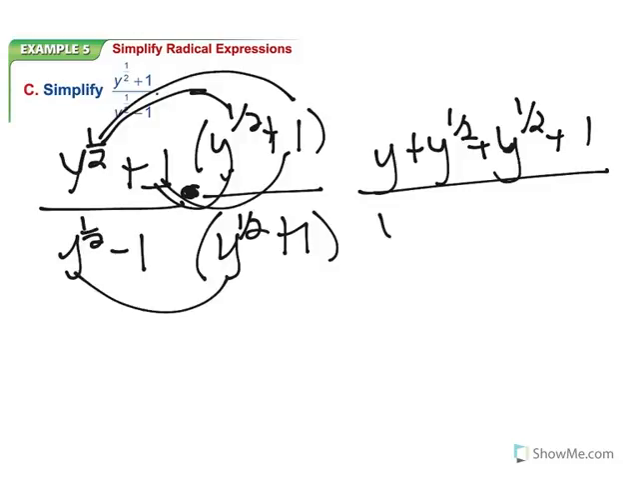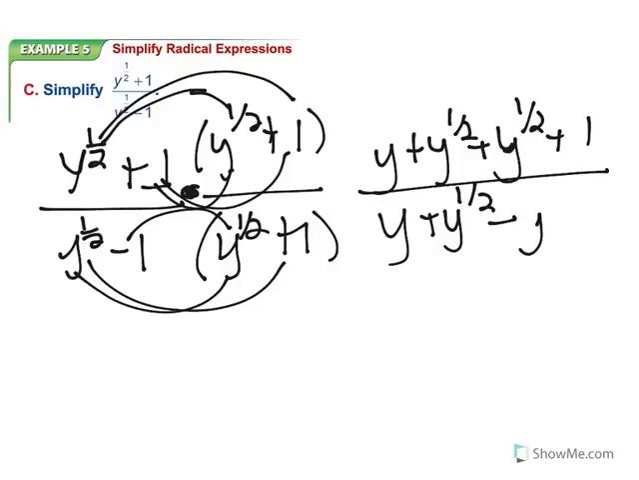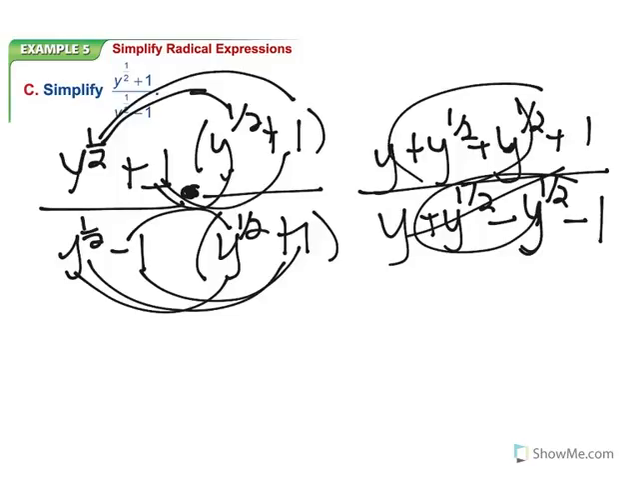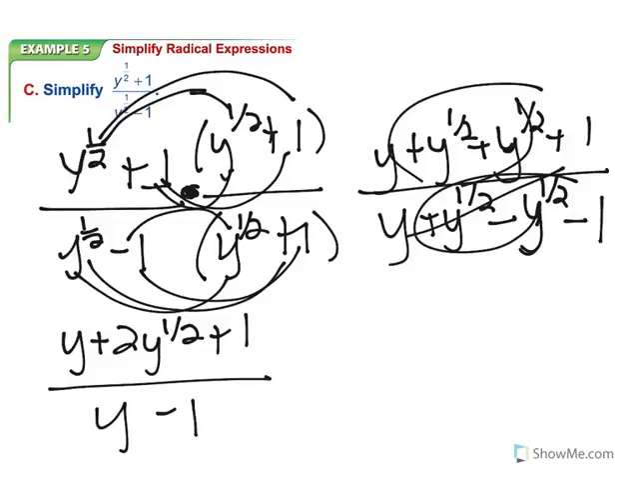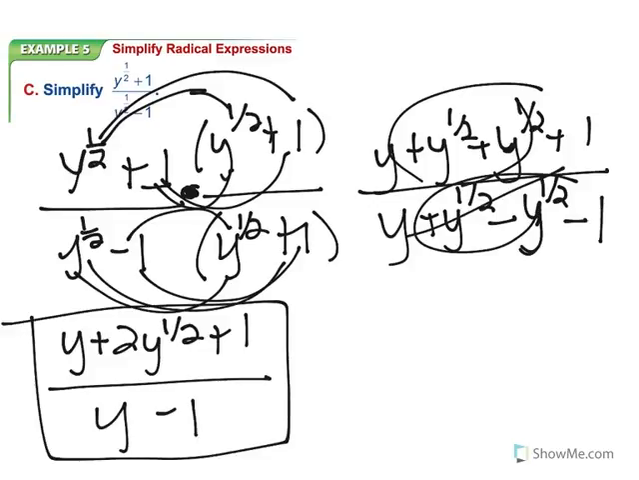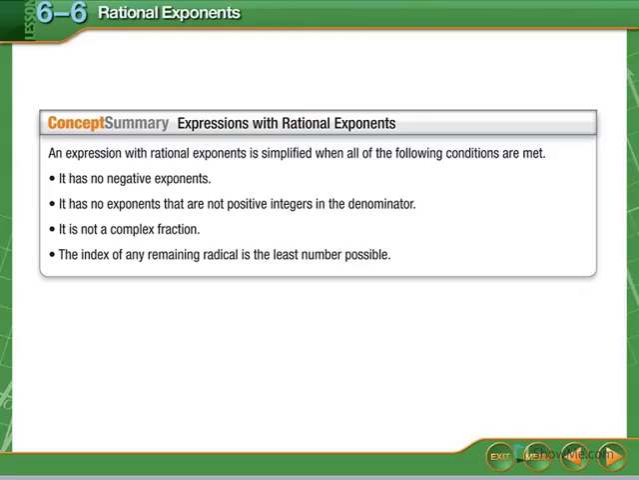Then that's all over y to the 1/2 times y to the 1/2 is y. Y to the 1/2 times 1 is plus y to the 1/2. Negative 1 times y to the 1/2 is negative y to the 1/2. And then negative 1 times positive 1 is negative 1. So once we simplify this, these cancel, and these two we can add together. So we're going to have y plus 2y to the 1/2 plus 1 over y minus 1. And that's going to be our answer.